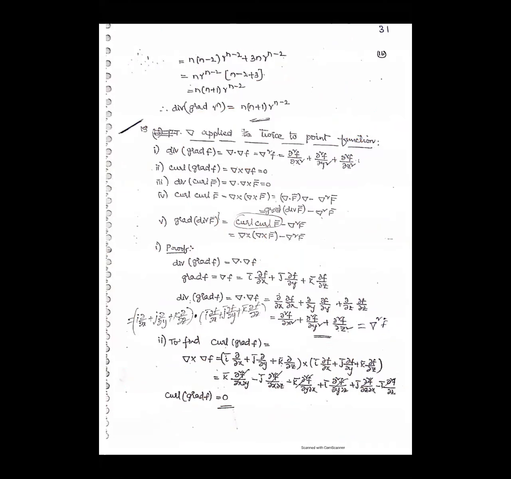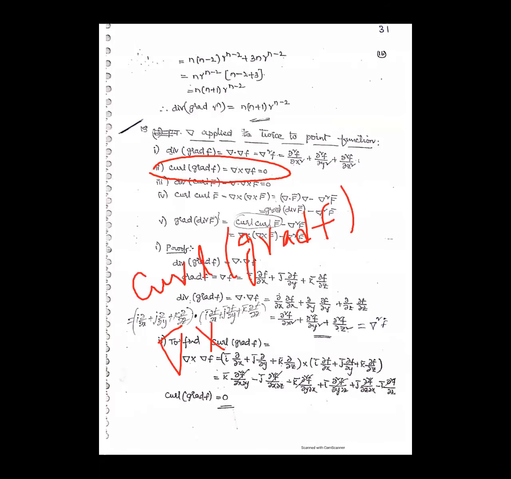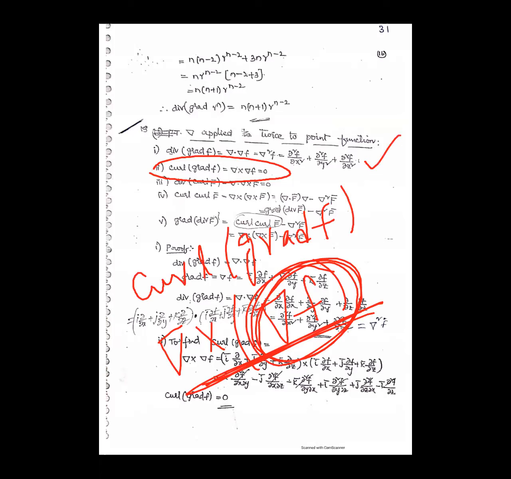So go to the second one. The second condition is curl of grad f, symbolically del cross del f equal to 0. Curl means del cross, div means del dot, grad means only del, applied to a scalar. It is symbolically formed. First we find del f. Already in the first condition we found del f. Del f formula is i dou f by dou x plus j dou f by dou y plus k dou f by dou z. Now applying the cross operation.